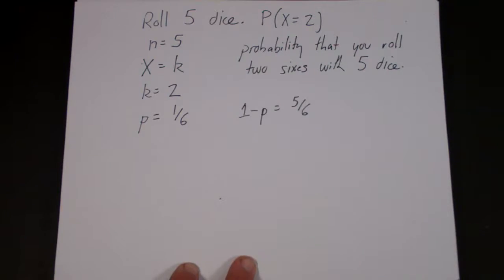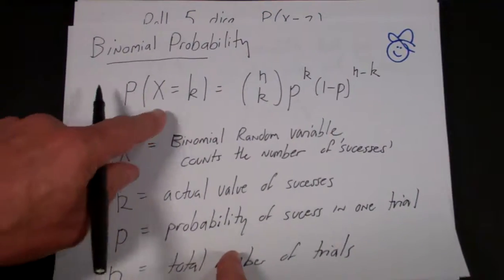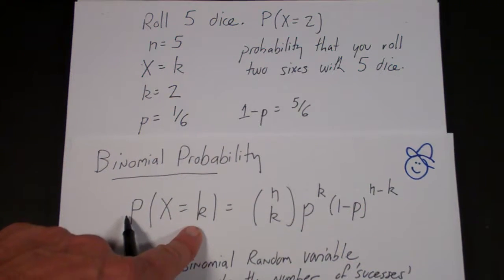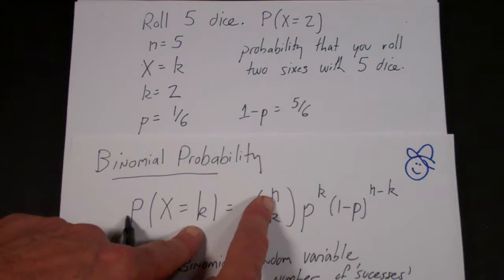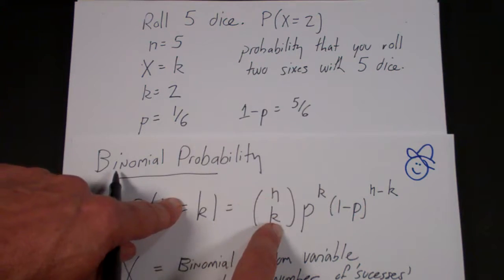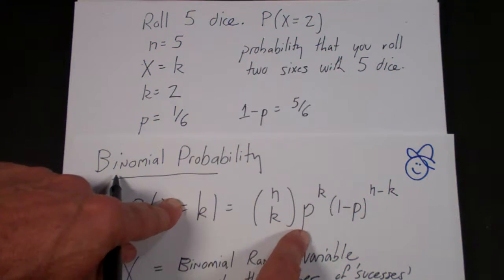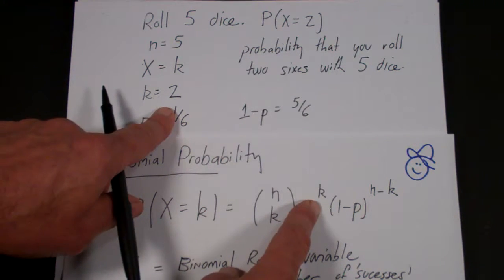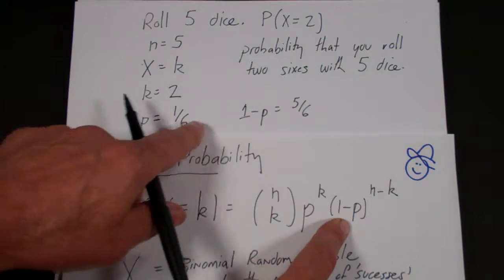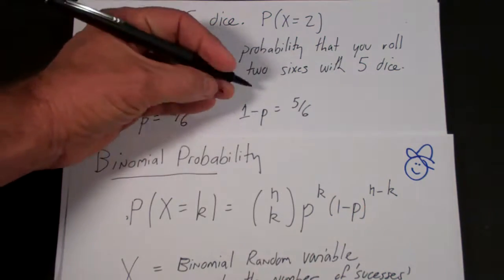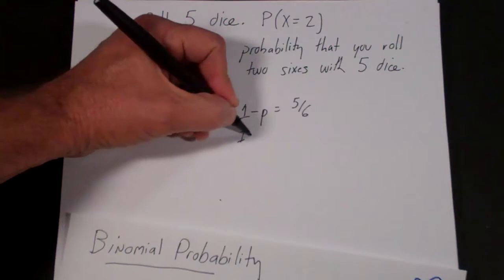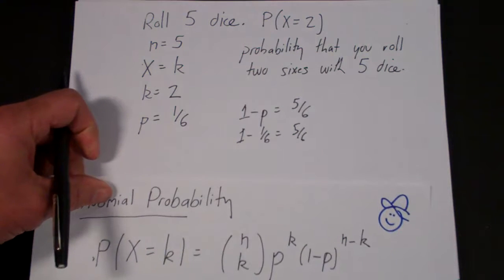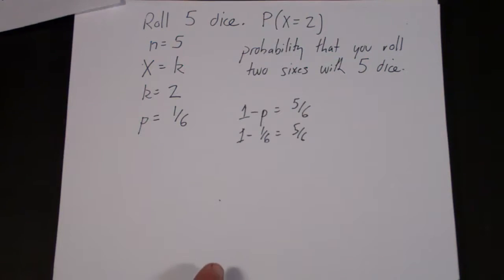And now you just plug it back into this formula. So let's make sure we have everything there for the formula. k will be 2, and n will be 5. k again is 2. p is 1/6. k is 2. 1 minus p is 1 minus 1/6, right? That's all 1 minus p is. It's just 1 minus 1/6, which is 5/6. That's all we need. So let's go ahead and plug this in.